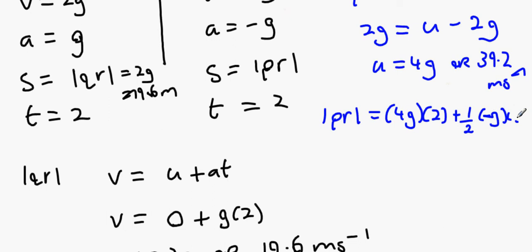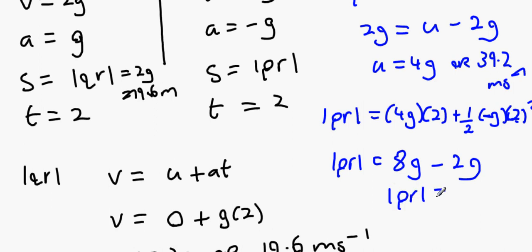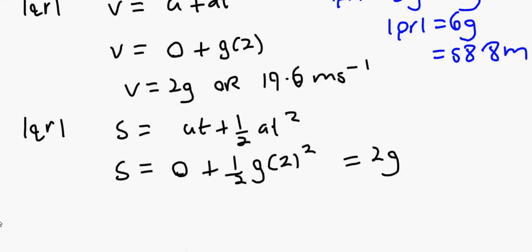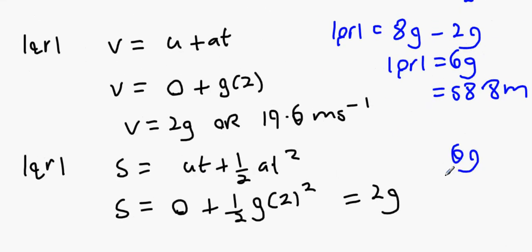And then what we're going to have here is PR equals 8G minus 2G. PR therefore is 6G. And because PR is 6G, or 58.8 meters, we know that QR is 2G. So 6G divided by 2G, we've proved that it's 3 times bigger. PR is 3 times bigger than QR.